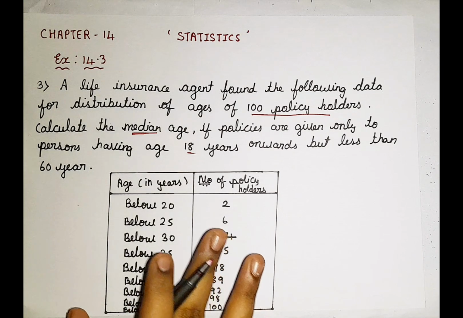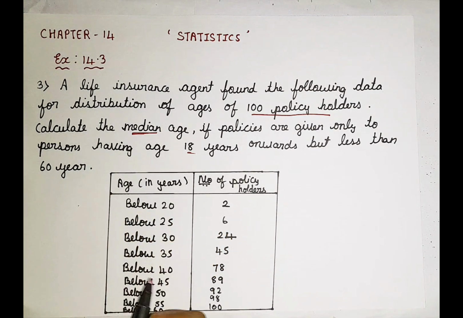So first time we are facing something like this, isn't it? We have below, like that, but in most of the questions we used to have classes like 100 to 200, 200 to 300. We used to have something like this, but here we have below.